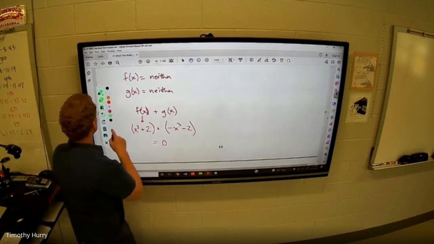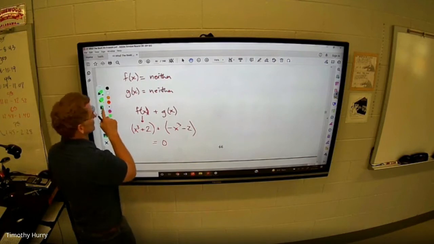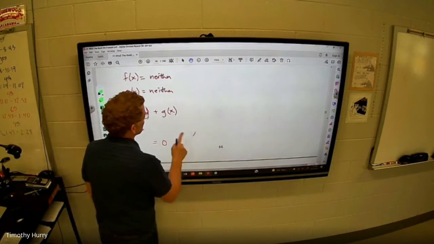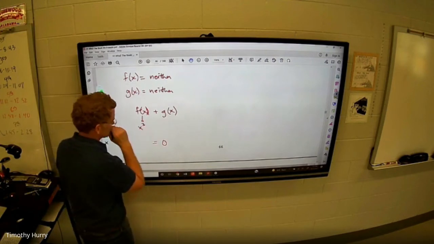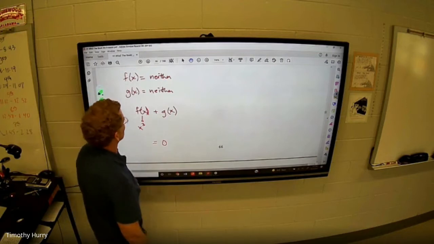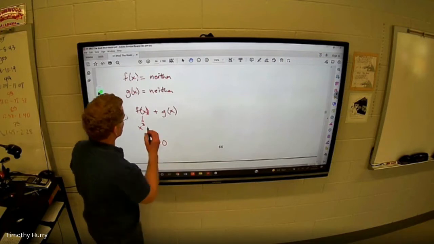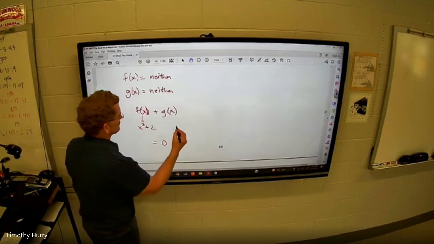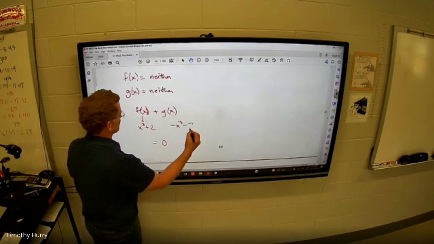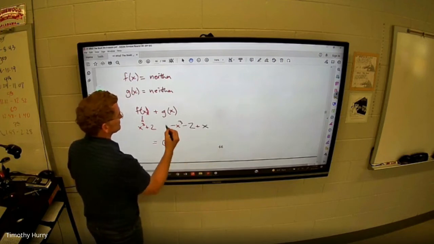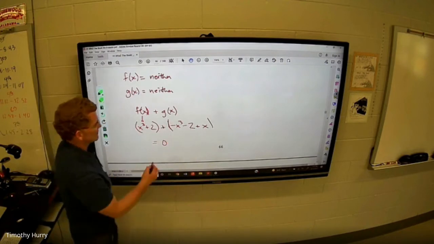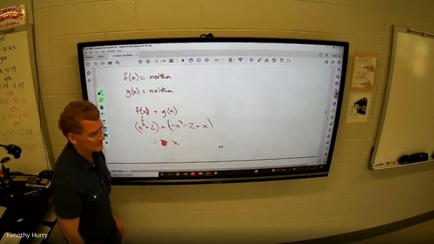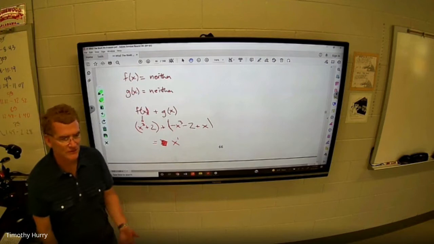And then what about this? What if I said this was my function? Actually, I'm not sure I can do that. Hold on. Okay. Neither. Two neithers added together. What happens? You're left with x, and what is x? Odd. X to the first is odd, first power.